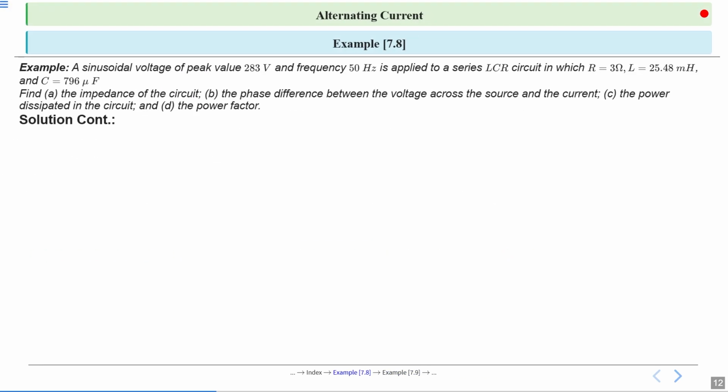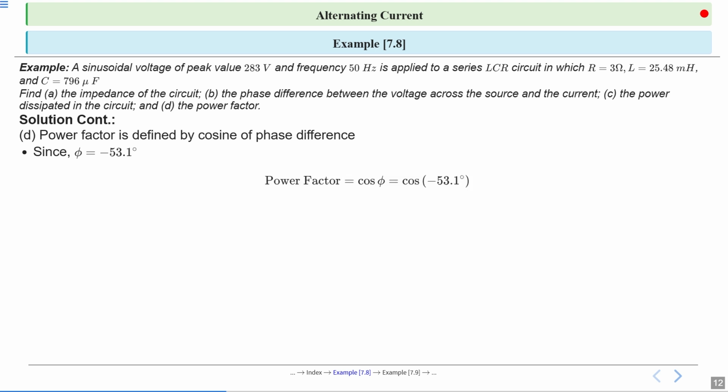Now we will calculate the power factor. Power factor is defined by the cosine of phase angle. What is the phase difference or phase angle? We have calculated phi is equal to minus 53.1 degree. So power factor is cos phi, which will be equal to cos 53.1 degree, and cos 53.1 degree will be equal to 0.6.